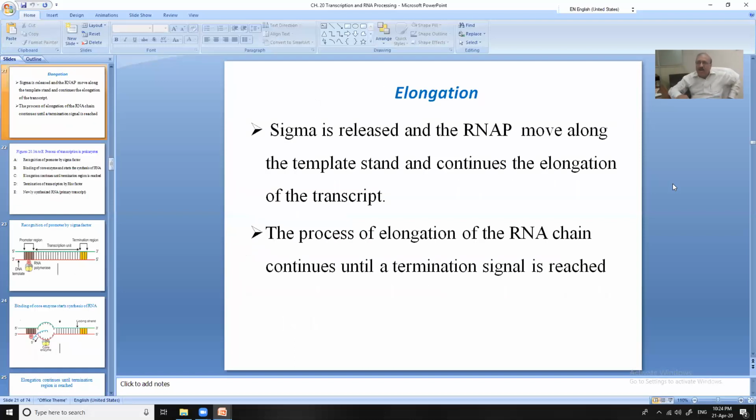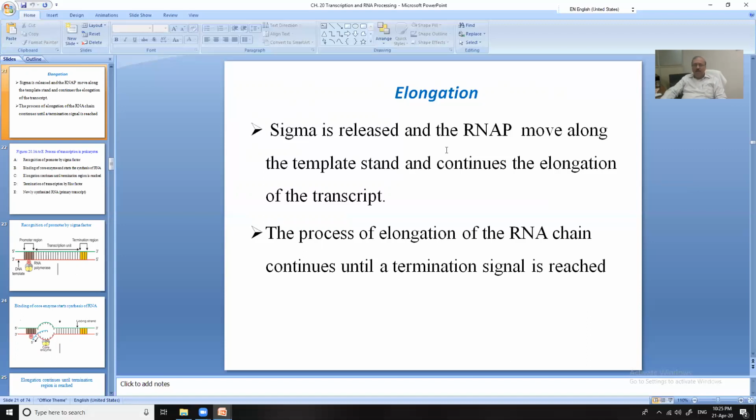Now come to the elongation, which means transcription is going on. Sigma is released and RNA polymerase moves along the template strand and continues the elongation of the transcript. Template is DNA, it is moving along with the template. The process of elongation of the RNA chain continues until a termination signal is reached.